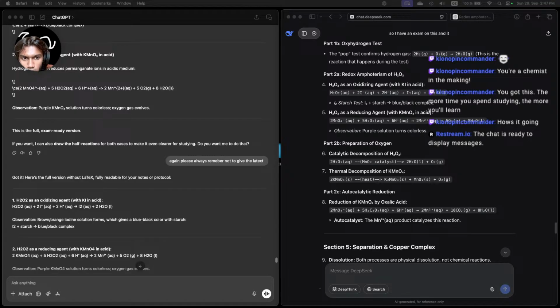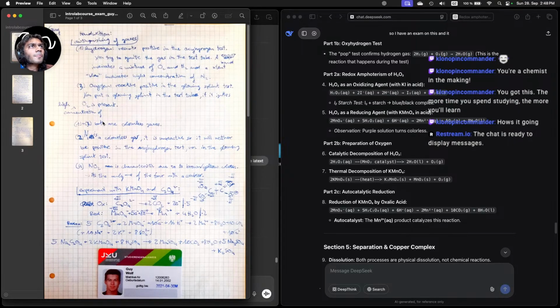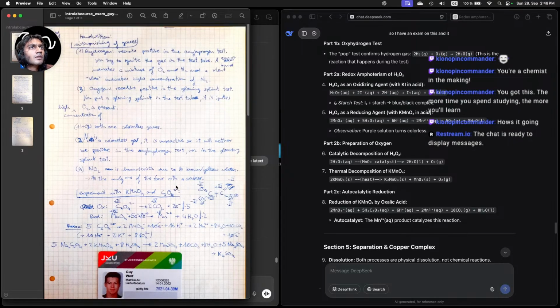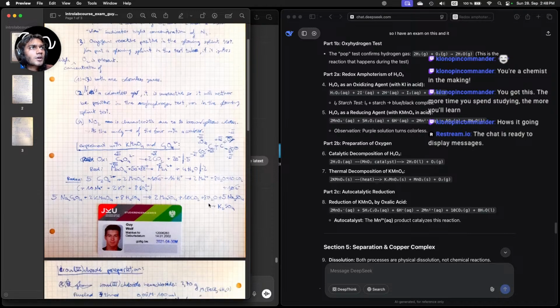NO2 is characteristic due to the brown-yellow color. Experiment with potassium permanganate and C2O4. Ah, I forgot what it is. Oxalate, yeah. Redox reaction.